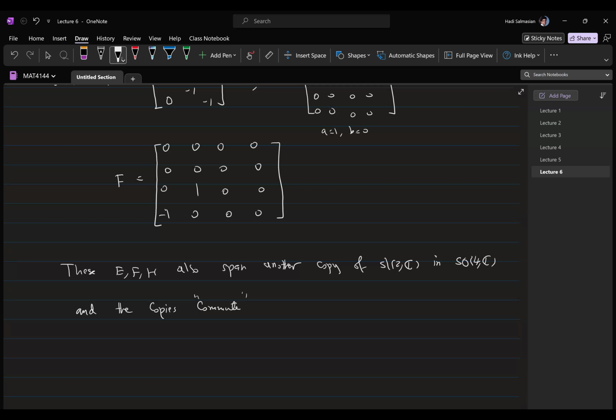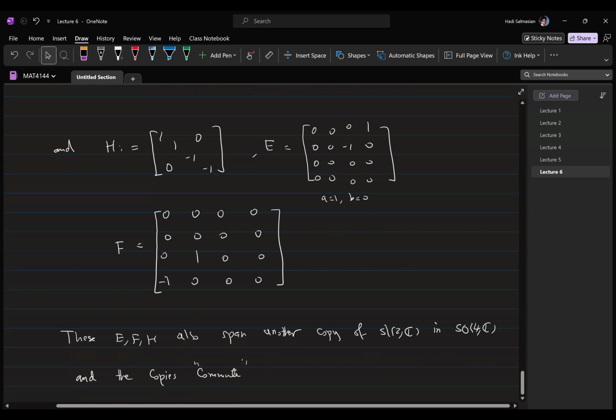So this means that because the sum of the two copies is all of SO4C, in fact, each of these copies is an ideal. And so you have described your SO4C as a direct sum of these two ideals. Okay? Any questions? All is good? Everybody happy?